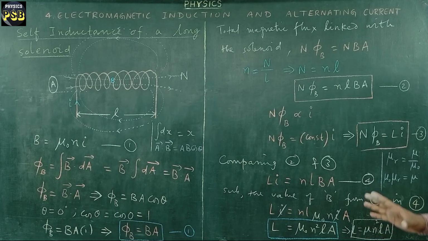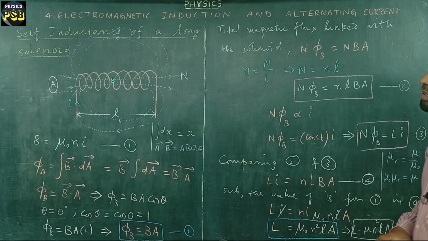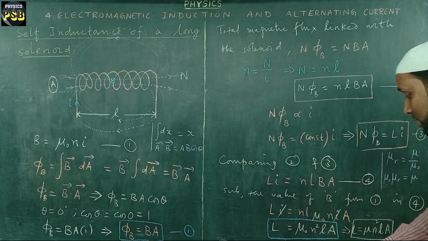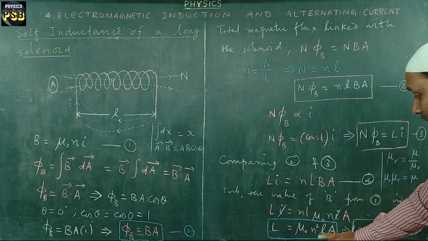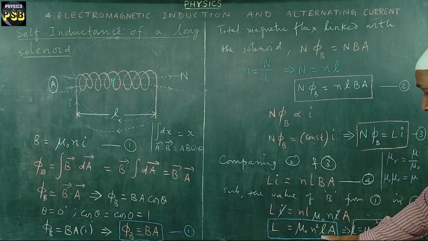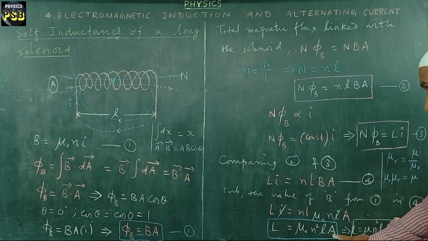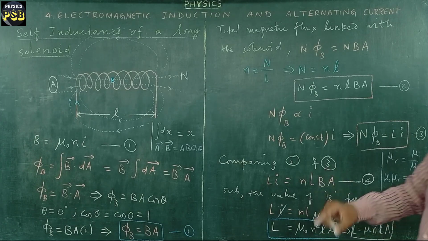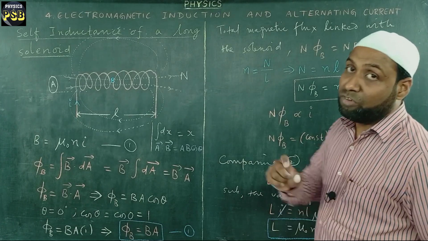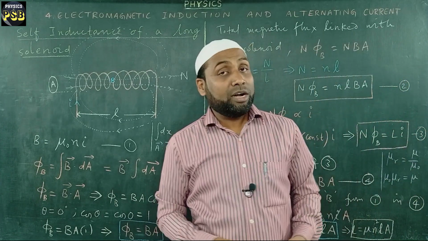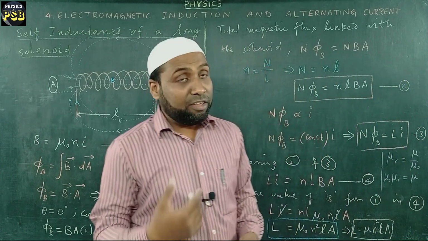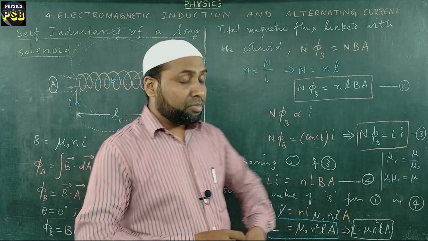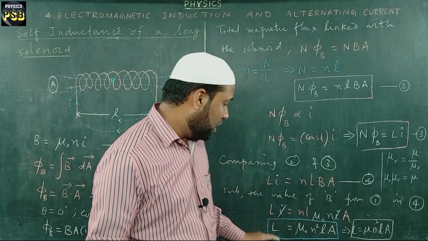So this clearly shows that the self-inductance of a solenoid depends on its geometry, that is the length, area of cross section, the number of turns it comprises of. Then it also depends on the medium in which the solenoid is placed. If we vary the medium, then the value of L will vary.